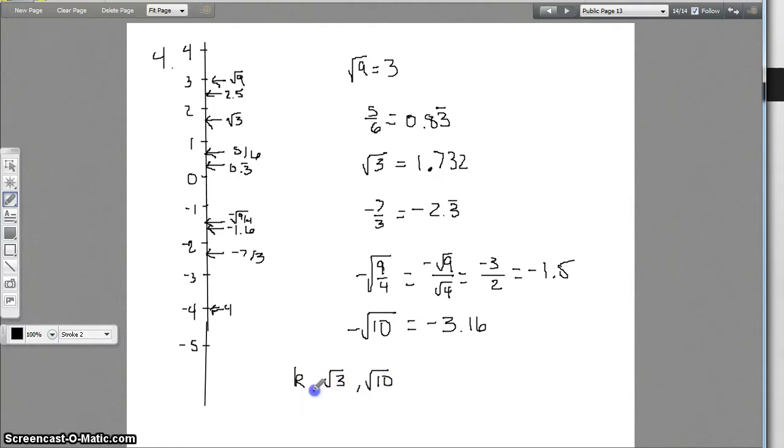Everything else is rational. Negative 4 is an integer. 2.5 can be 25/10. Negative 1.6 can be negative 16/10. Square root 9 is 3. 5/6 obviously is already written as a fraction of 2 integers. Square root 3 cannot be written that way. Negative 7/3 already written as a fraction. 0.3 repeating, all repeating decimals can be written as a fraction.